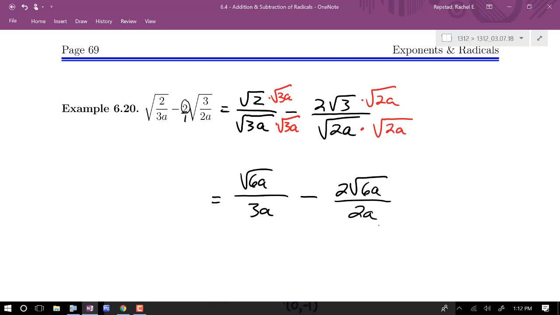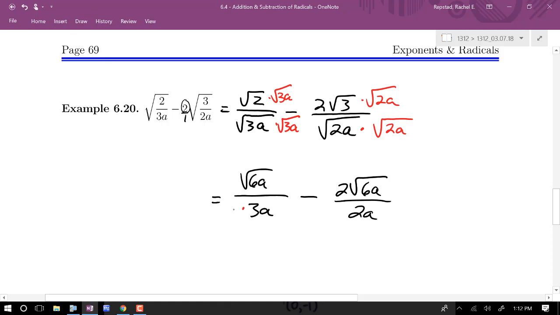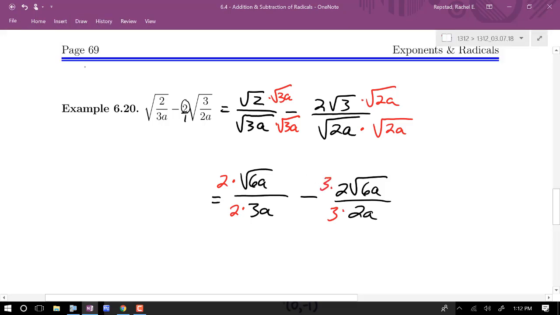Okay. What do we do now? We need a common denominator. Yeah, we're subtracting fractions, and we already know how to do that. What does the first fraction need to pick up? 2. And the second one? 3. So now my common denominator is 6a.